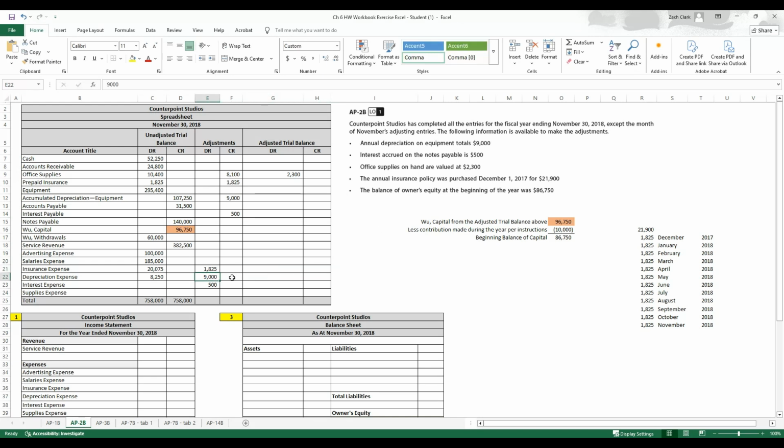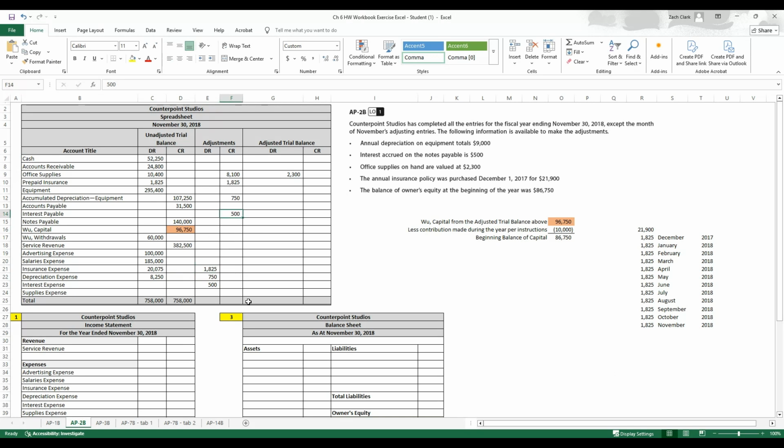Oh, you know what? I think the wording on this actually messed me up a little bit. Annual depreciation equals 9,000. We're at 8,250. So I think what they're trying to get at here, and it's a little confusing, is that when we add the current month's depreciation expense, we should end up at 9,000. So not a 9,000 addition, but a 9,000 ending balance. So 750 plus 8,250 gives us 9,000. A little tricky.